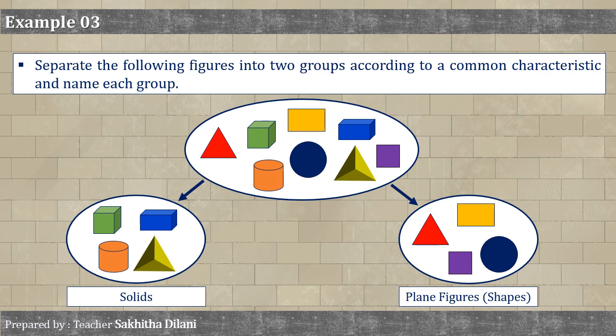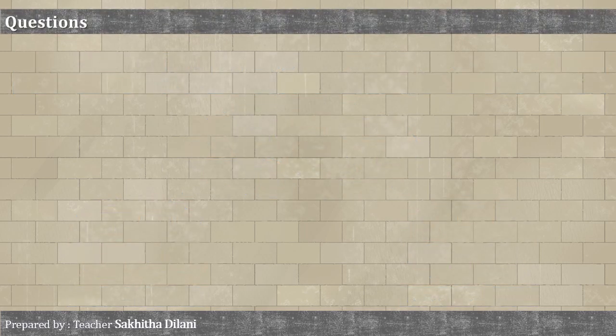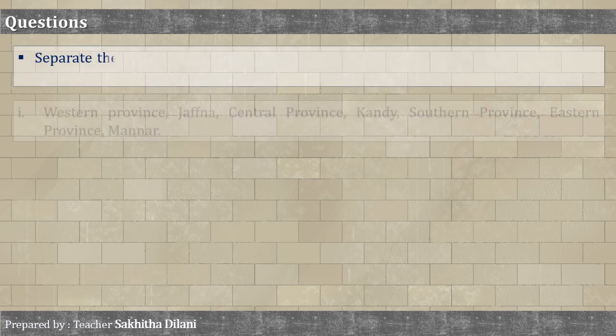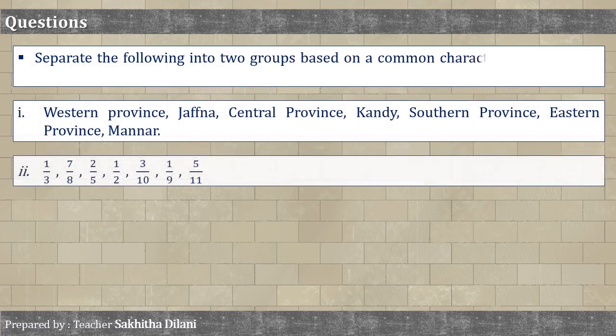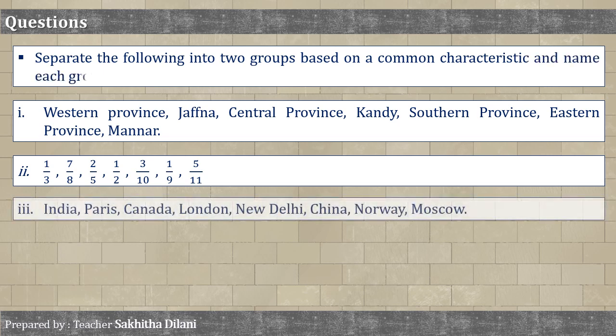I think now you have understood how to separate a given collection of items into groups based on their common characteristics, as well as to name them based on their common characteristics. Now you are given some questions. Separate the following into two groups based on a common characteristic and name each group.